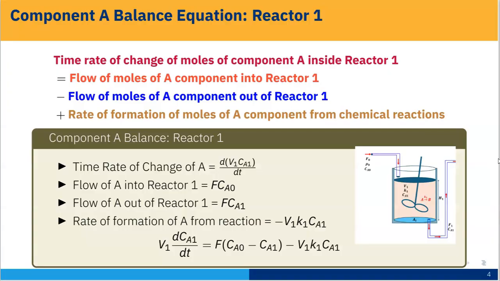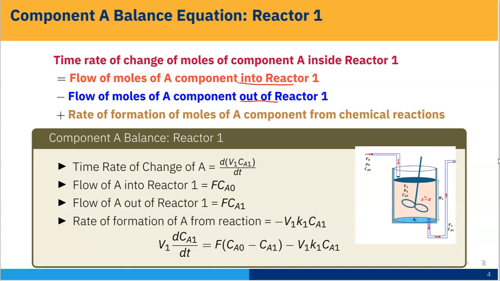Now first we have to do the component A balance equation on reactor 1. So we know the component A balance equation: the time rate of change of moles of component A inside reactor 1 is equal to the flow of moles of component A into reactor 1, minus the flow of moles of component A out of reactor 1, plus the rate of formation of moles of component A from the chemical reaction.